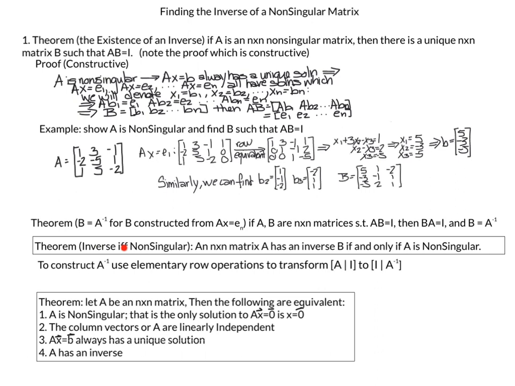There's an inverse if and only if the matrix is non-singular. So an n by n matrix A has an inverse B, where AB is equal to I, if and only if A is non-singular. This is a very important theorem to remember. And then to construct A inverse, we use elementary row operations to transform A with the matrix I into I with the matrix A inverse, which is very much in the spirit of what we were doing over here. But we'll do an example.